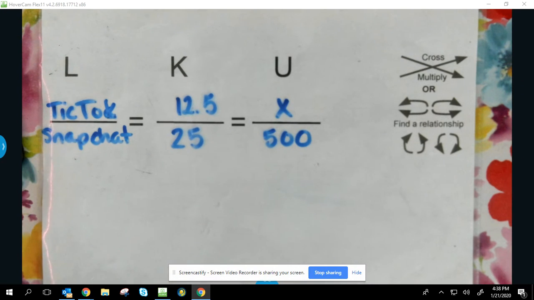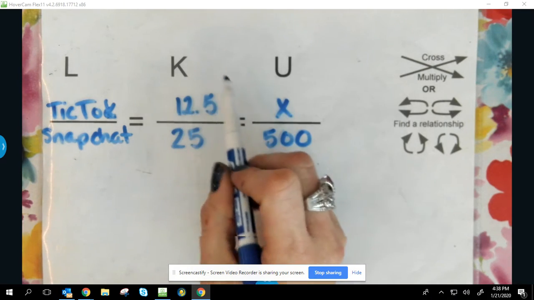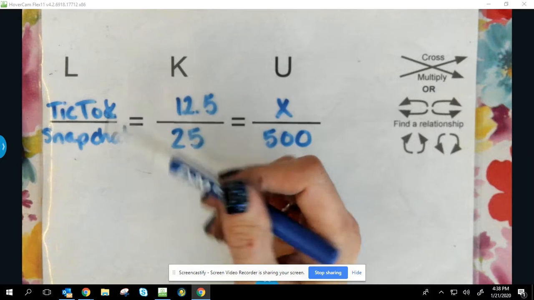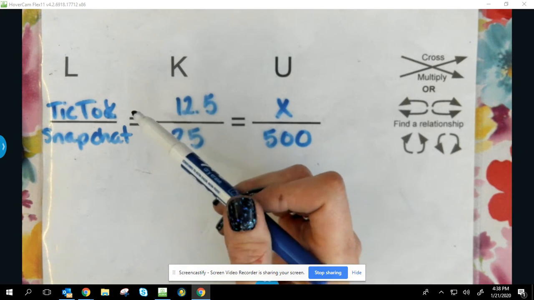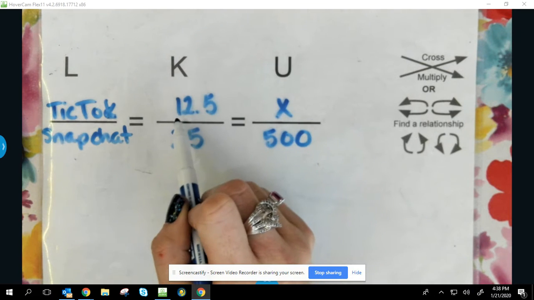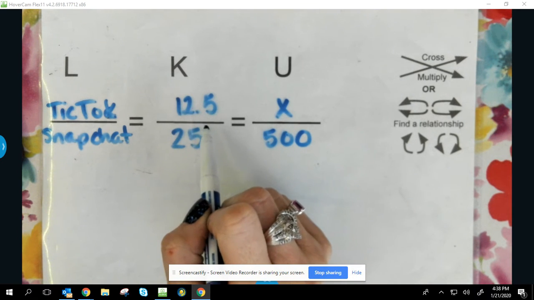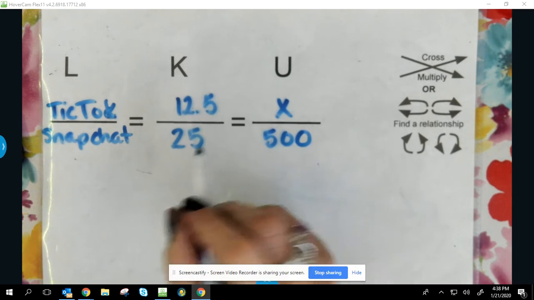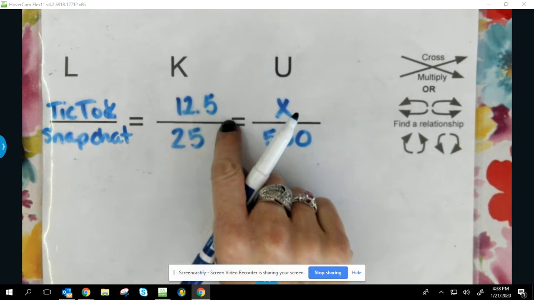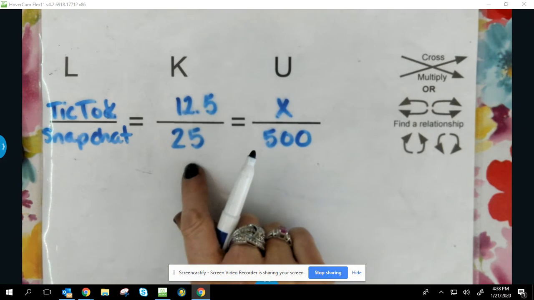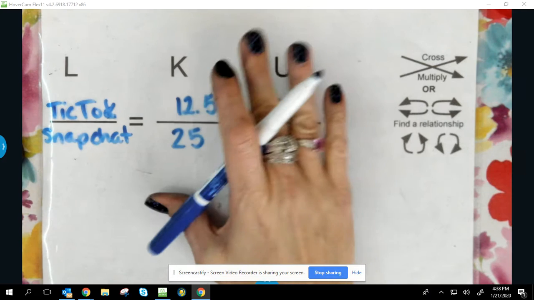All right, so sometimes you're going to be given a problem that doesn't have a whole number in it. It could have a decimal, it could have a fraction. We solve it the same way. So we're going to compare the people that use TikTok and Snapchat. So let's say 12 and a half people use TikTok and 25 use Snapchat. So yes, I know half of a person can't use TikTok. Just work with me. So we're going to look at relationships or reducing.